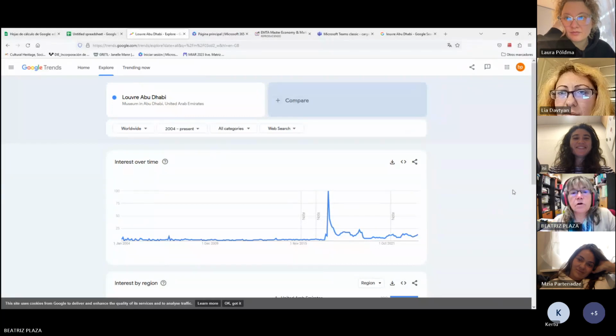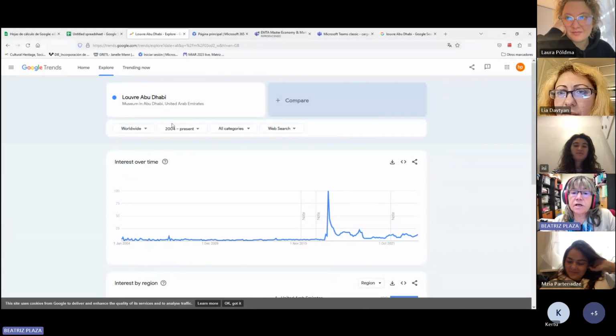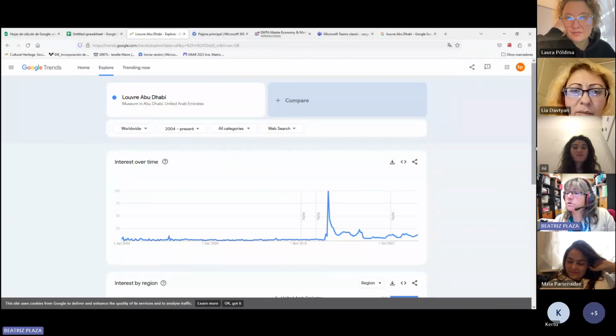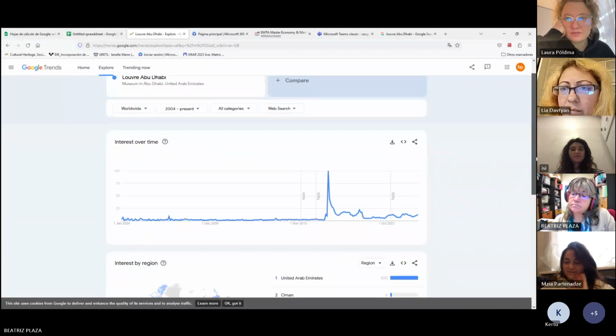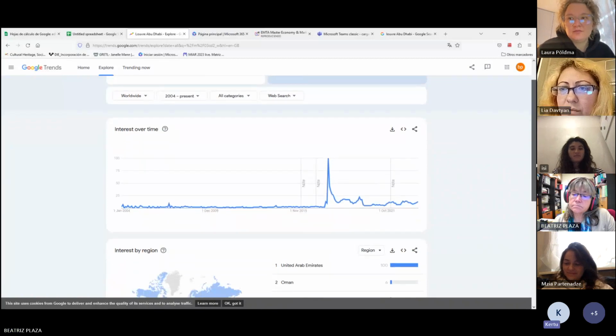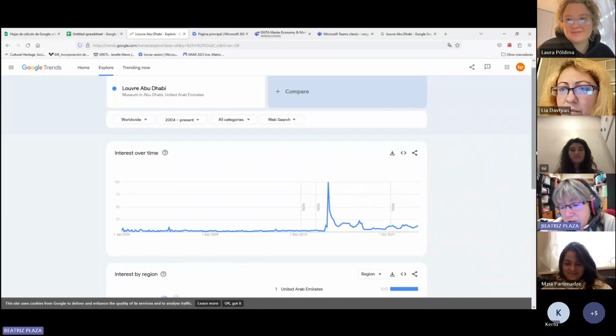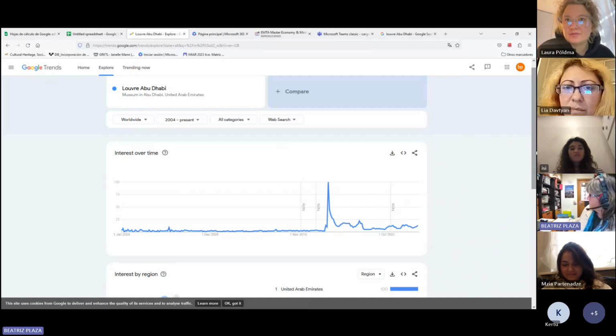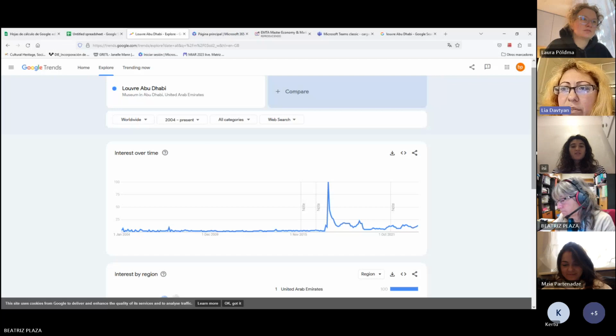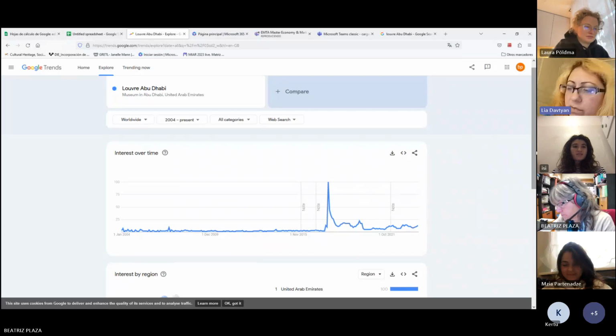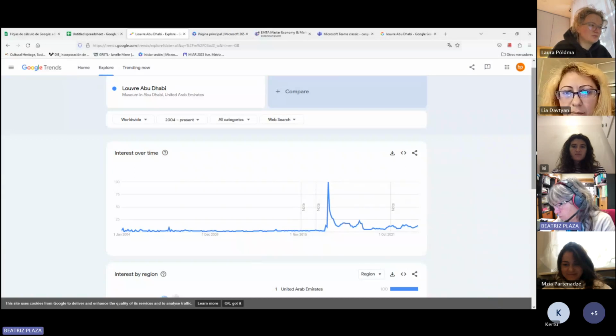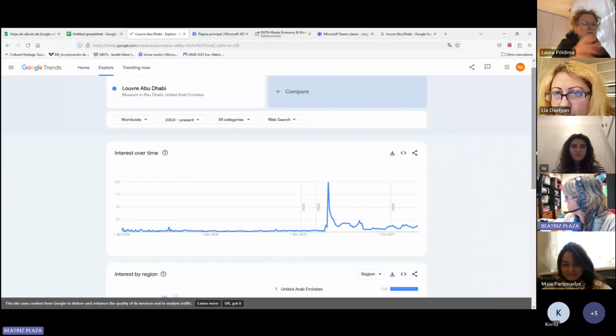Okay, so this is the Museum Abu Dhabi. The search was worldwide from 2004 on. Can you see it? Can you do the same, if I may? I already found the option, but 2004 hasn't been marked, that's why it didn't show. Can you do the same exercise, please, all of you?